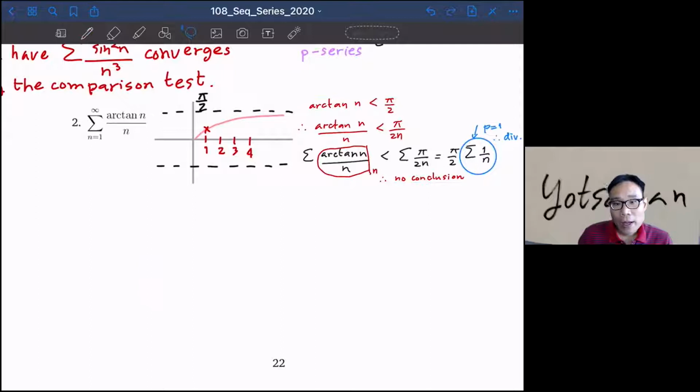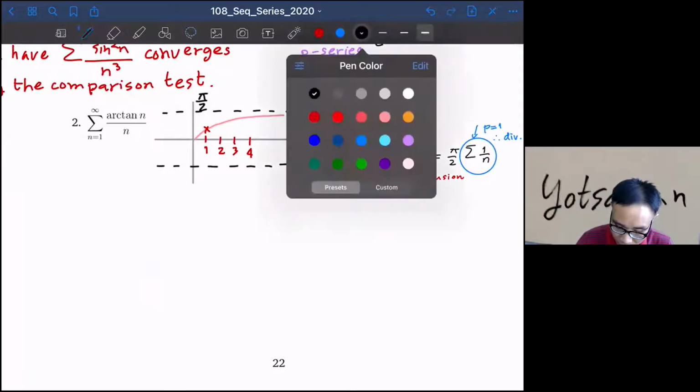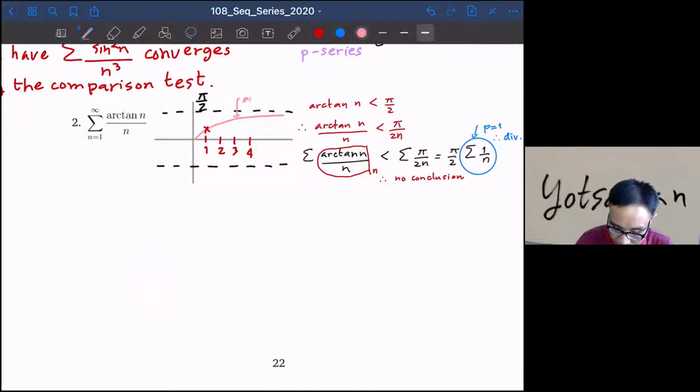However, you can do another way. You see that your graph arctan. So this one is your arctan. So your graph arctan, you know that your arctan n will be higher than arctan 1.